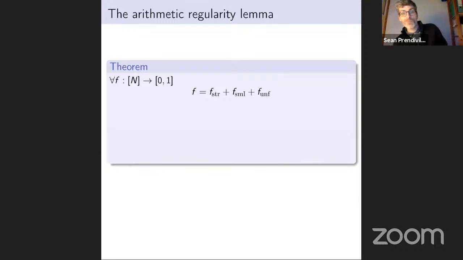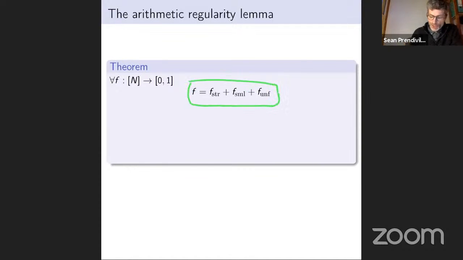So let me recap what the regularity lemma says. The takeaway is you've got some one-bounded function. It doesn't have to be non-negative. It could be complex valued, but for the sake of convenience, let's specify to a one-bounded function which is non-negative. And then there's a decomposition into a structured part, a small part, and a highly Fourier uniform part.